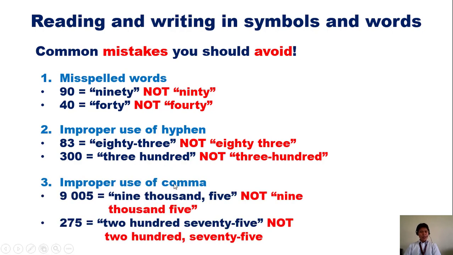Next, improper use of comma. The symbol comma is sometimes improperly used. We have, for example, this one, 9,005. Okay, 9,005, not 9,005. Okay, and 275, 275, and not 275. Okay, so there is a difference for that.